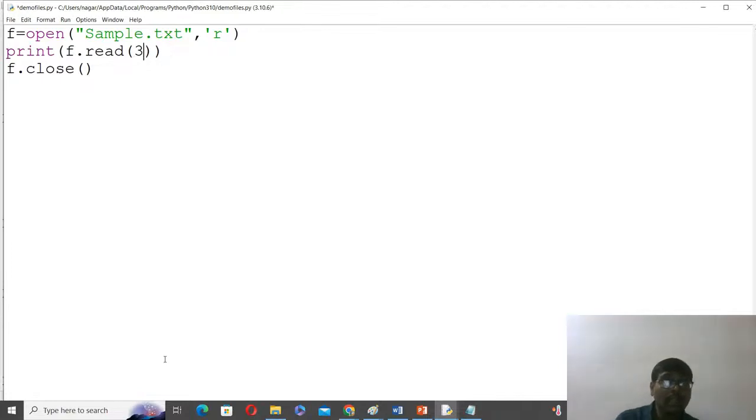Now one more function is there: readline(). It reads one single line. That is, it reads the first line. Run.